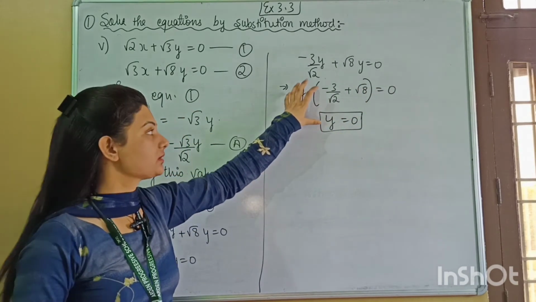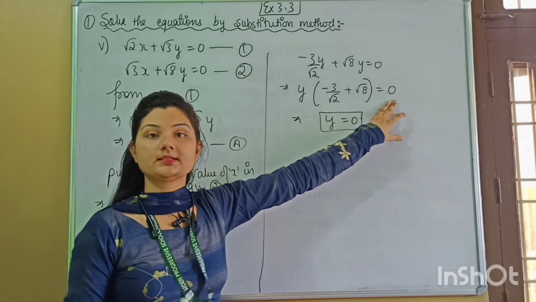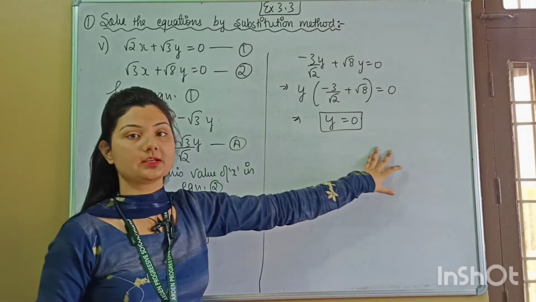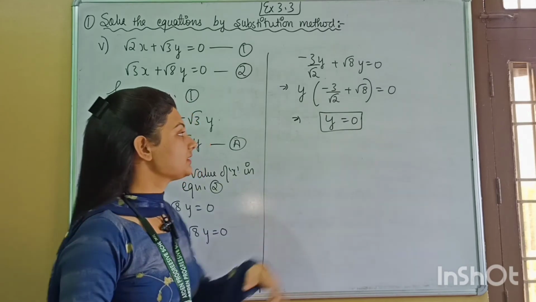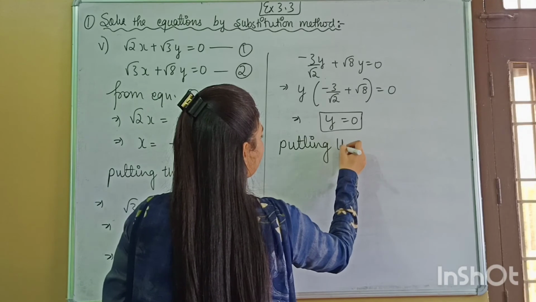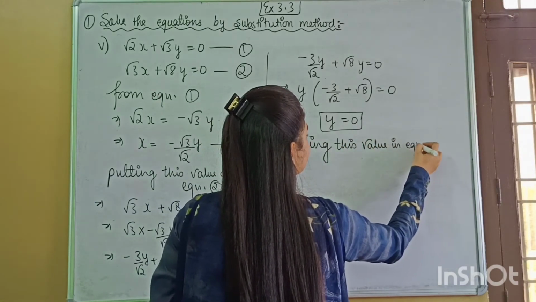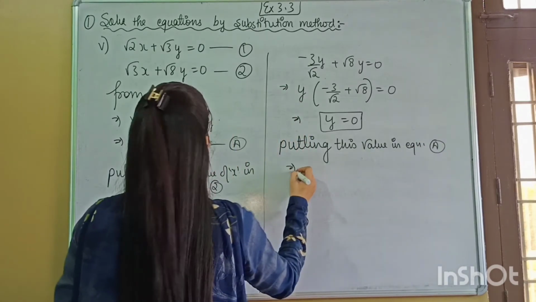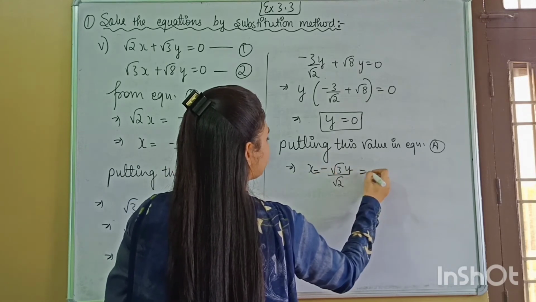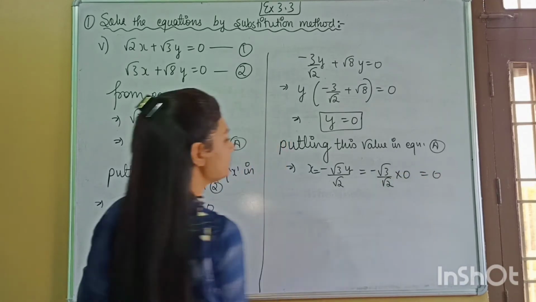So when we take this whole value to the RHS, it will go in the denominator of 0, and 0 upon something means 0 only. So that's why the value of y is equal to 0 here. Now putting this value in equation A. So what is the equation A? x is equal to minus root 3y upon root 2. That is minus root 3 upon root 2 into 0. That is equal to 0 only.